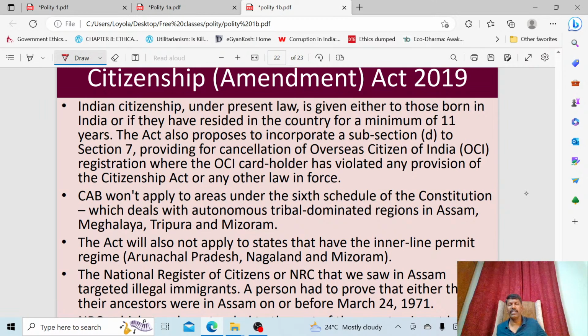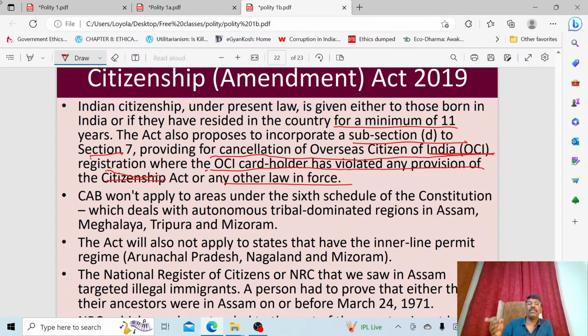At present, I already told you that a resident who has resided a minimum of 11 years inside our country is eligible to go for this, and after the 12th year they can go for the proposal of citizenship on one side. But this act also made some proposals to amend certain provisions, in the name of section 7D, providing the possibility of cancellation of Overseas Citizen of India registration where the OCI card holder has violated any provisions of the Citizenship Act or any other law in force. So there may be a possibility that apart from the minimum 11 years condition, through amendment, a person who did something against the Overseas Citizenship provisions can also have their citizenship cancelled by the government.